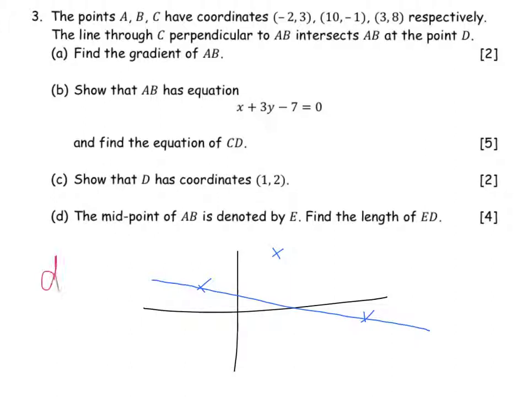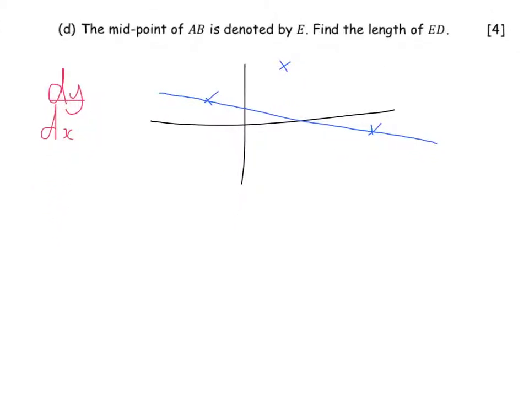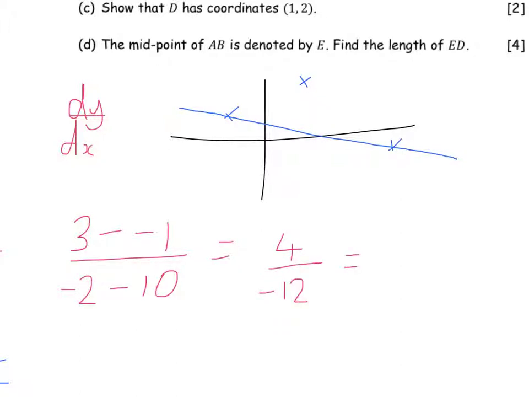So I'm thinking differences in y's over differences in x's, and I am going to get 3 minus minus 1 over minus 2 take away 10. So that gives me 4 over negative 12. I can cancel that fraction down, so the minus is going to come outside by the fraction here, and that would be minus a third. And that is what I was expecting just from the look of that line.